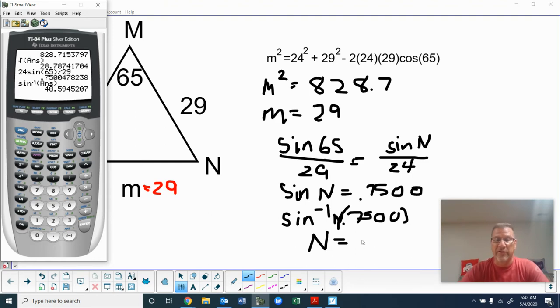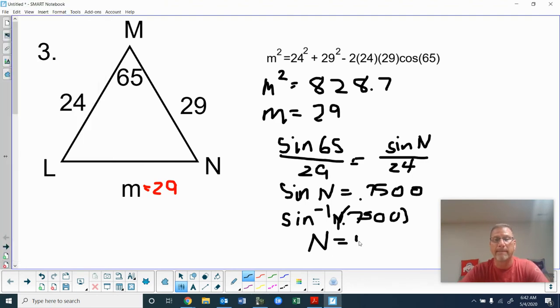So we're just going to round to the nearest whole number. So we're going to make it 49. Okay, so that's how I would want you to do it on your quiz. Remember that's angle N, so that's 49.